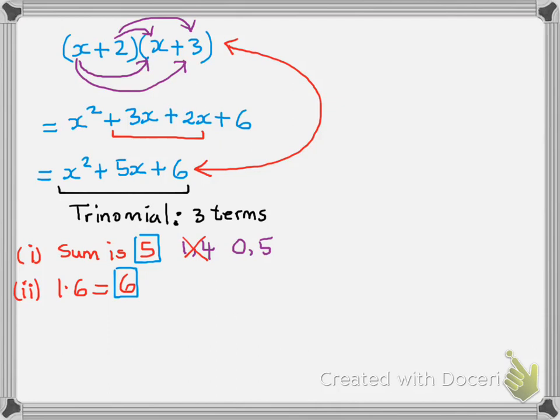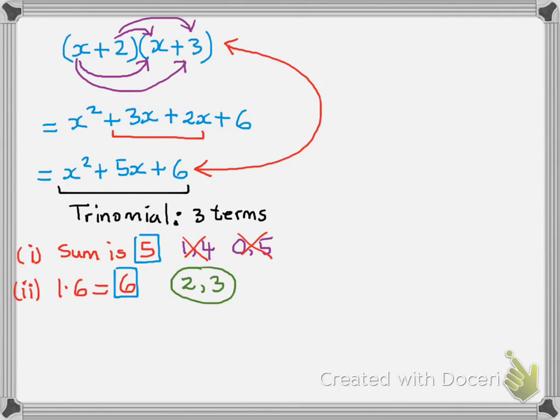0 and 5 add up to 5, but 0 times 5 is not 6, so that's not going to work either. But what about 2 and 3? 2 plus 3 is 5, and 2 times 3 is 6. Therefore, this is our candidate. This is what we want. The numbers we're looking for are 2 and 3.